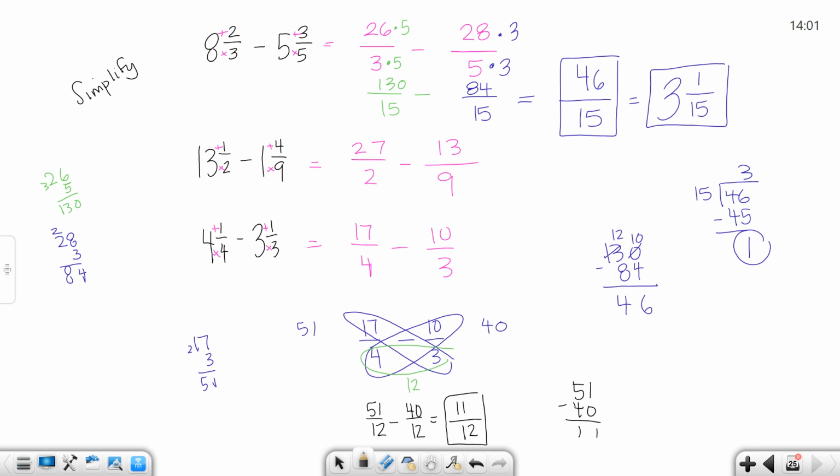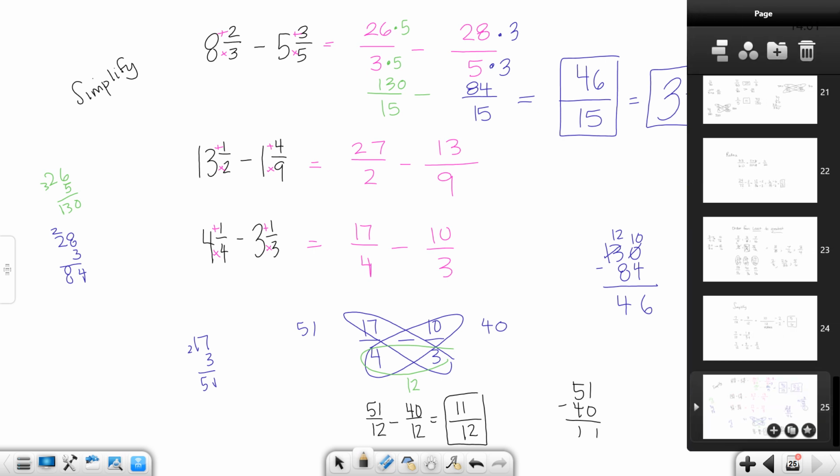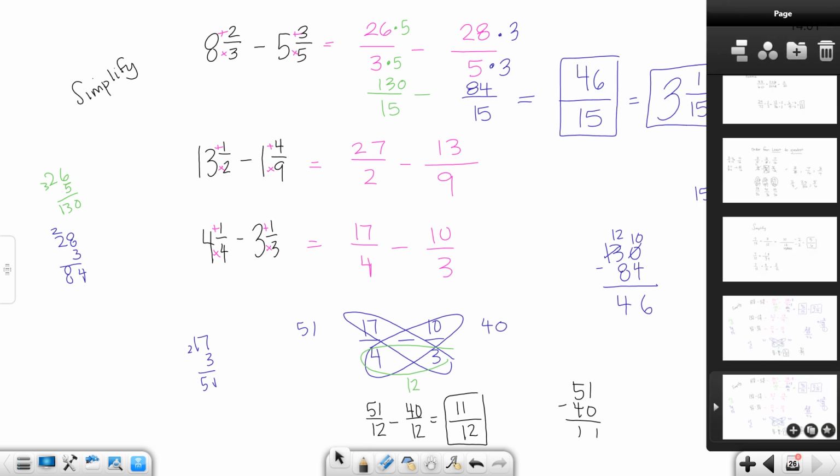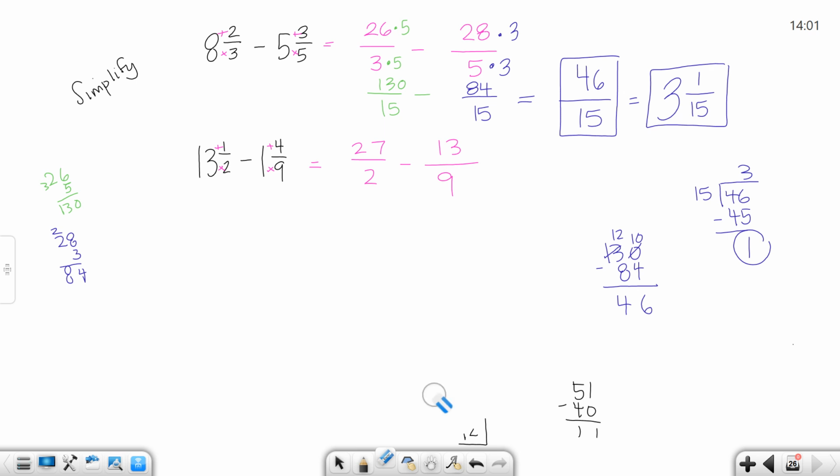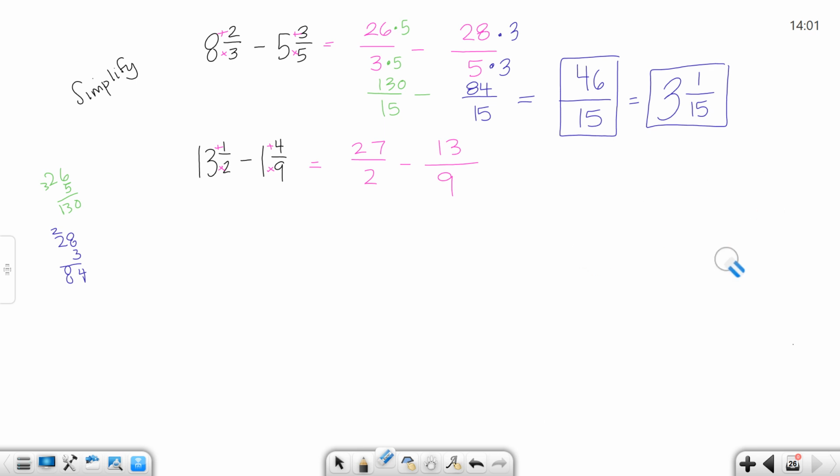Okay? So you have one more to do. That's the middle one. You can decide if you want to do it the way we did at the top or if you want to do it the butterfly way. I think I'm going to do the butterfly way. And this number is going to be really big, but that's okay.